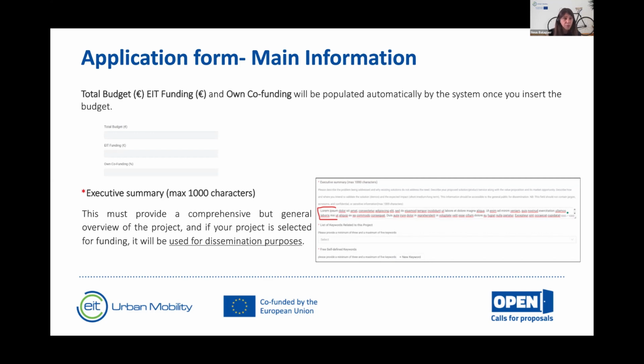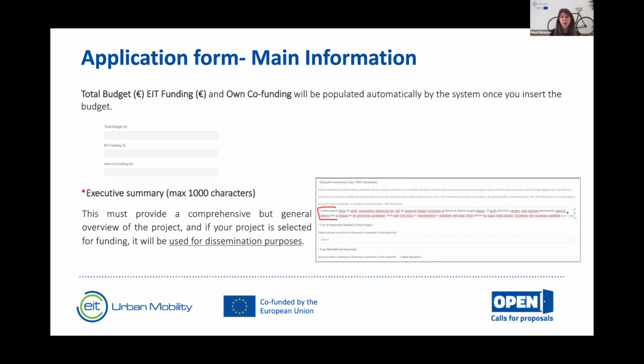This you don't have to fill in because it is automatically populated from the budget. You can see this already at the end, after filling in all the budget information, all of the budget figures. What you can edit is the executive summary.